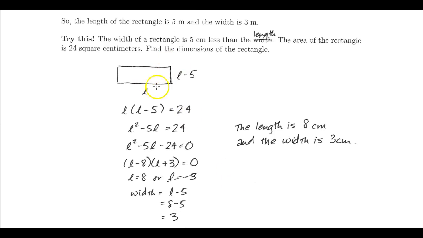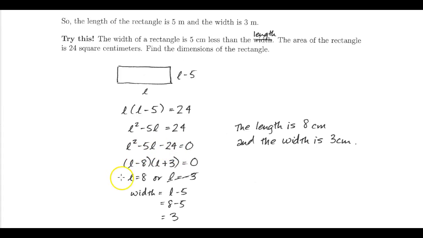So here we have that the width is 5 centimeters less than the length. So I drew that rectangle showing that relationship. And we know that the area of the rectangle is 24 square centimeters. So we can take length times width, L times L minus 5, and that will equal the area of 24. So I want to write this equation in standard form. L squared minus 5L equals 24. And then we can subtract 24 from both sides.